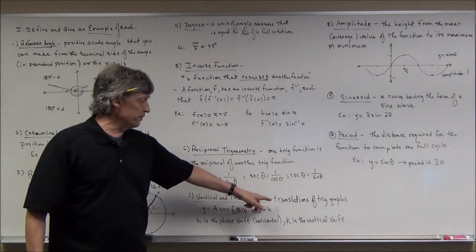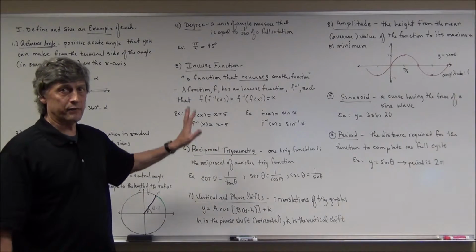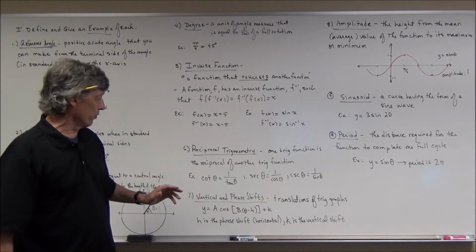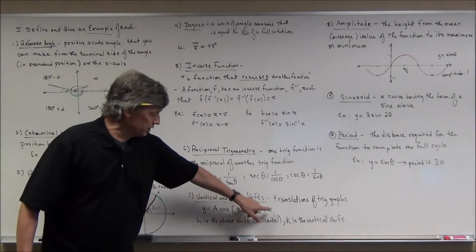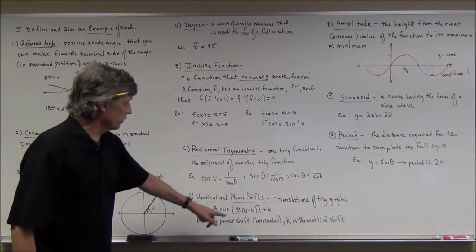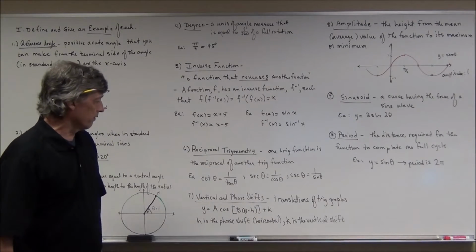And there's also shifting, and that's what this is. A translation is when you shift your graph right, left, upward, downward, or a combination of both. So I wrote down this example, and I put the A, the B, the H, and the K there. Those would represent numbers. Your variable is theta. And I just picked cosine. I could have used any of them.